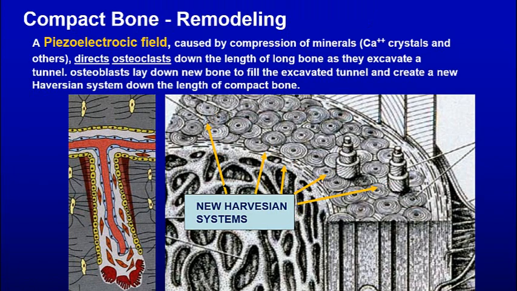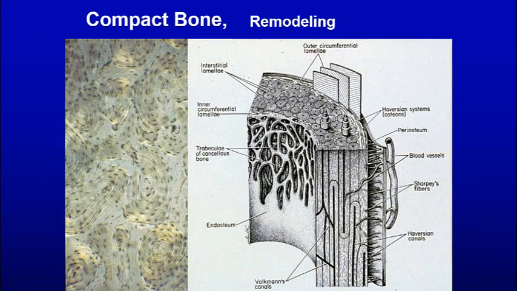A piezoelectric field causes compression of minerals, directs osteoclasts down the length of bone because it gives off electrical charge, and that electrical charge is what directs the osteoclast, which digs a hole. Osteoblasts just fill in. They're not directed. If there's a hole, it fills it in. If it's curved, they curve. But it's not curved because it's straight, because the osteoclast made it straight. So in the remodeling process, you can see the remodeling has occurred here.